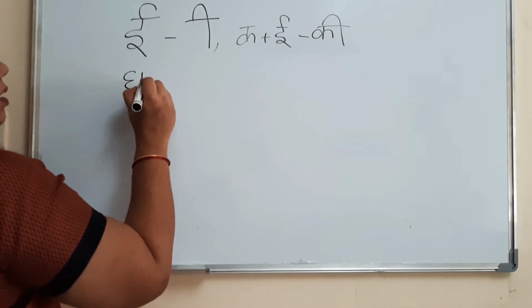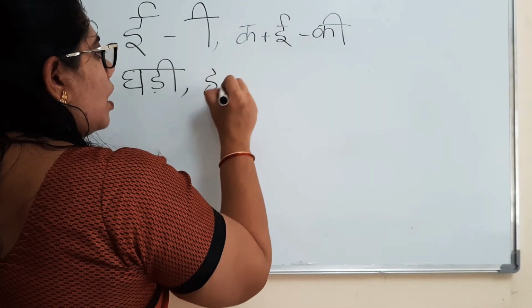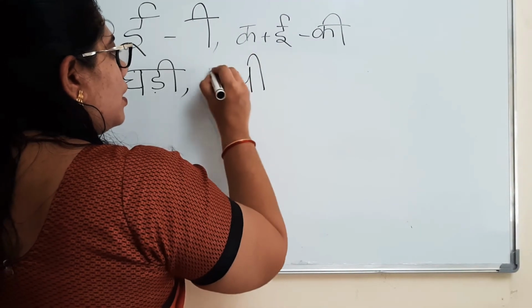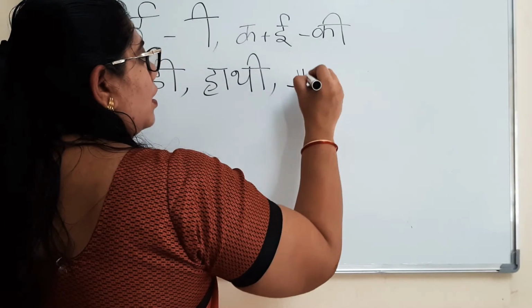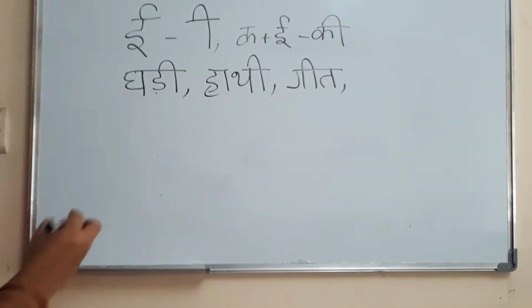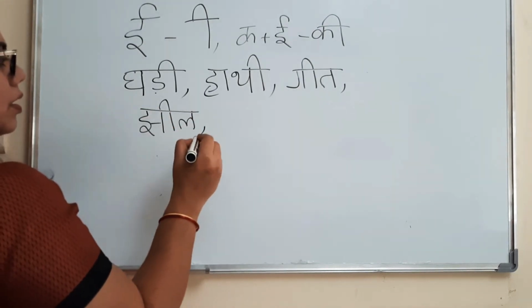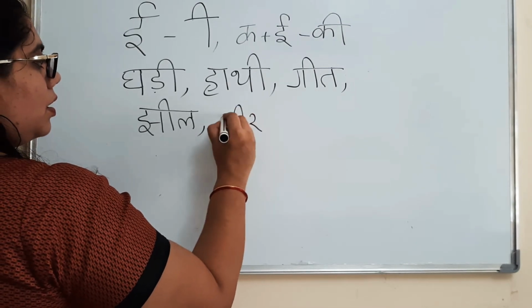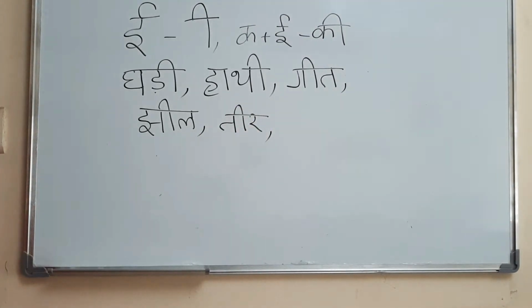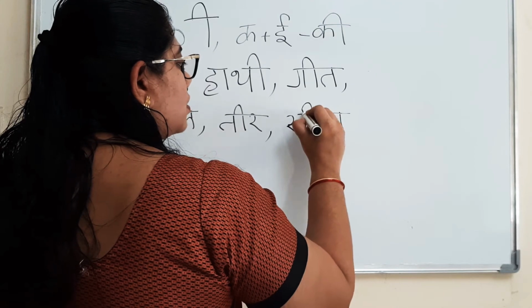Ghadi, clock. Haathi, elephant. Next, G, E, T, Geet, song. Ch, E, L, cheel. T, E, R, teer. S, E, ta, Sita.